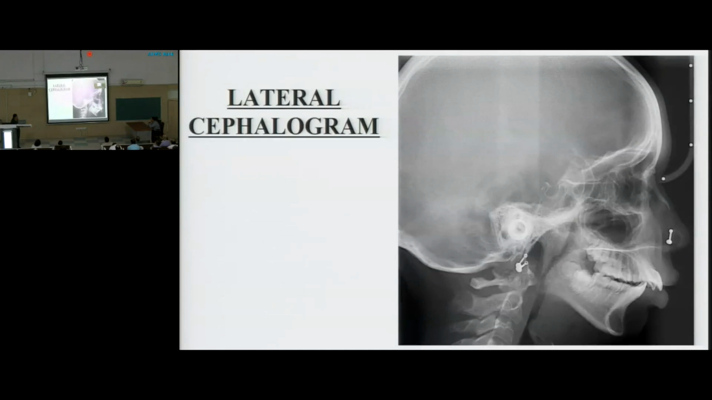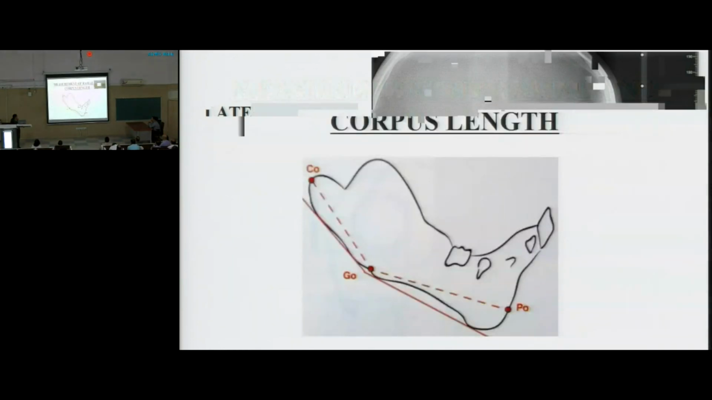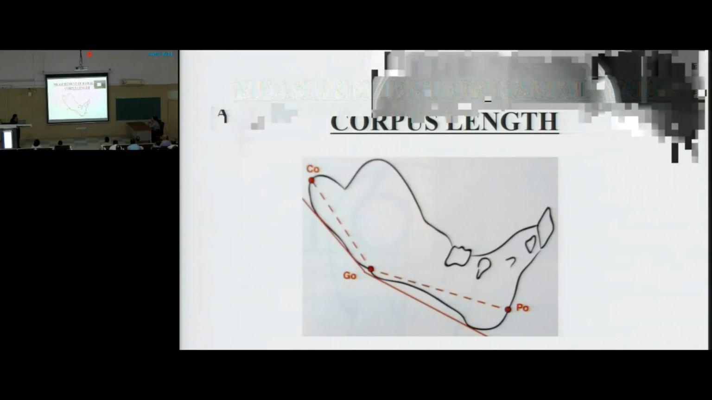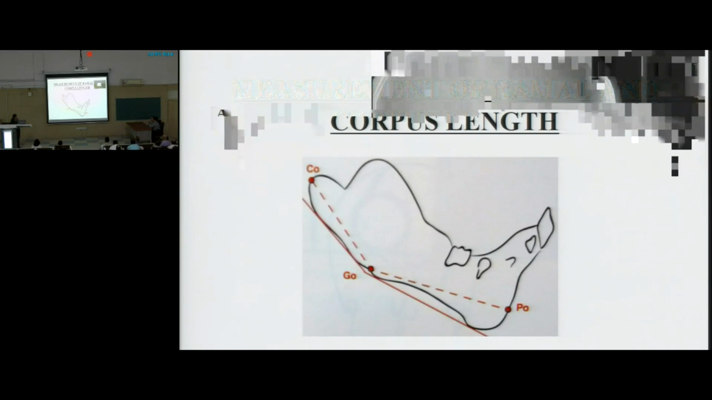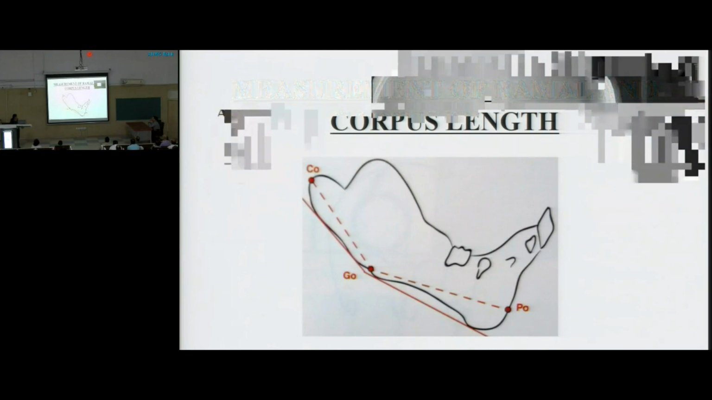In the lateral cephalogram, we had to do the marking for the analysis to measure the mandibular body length, the airway space for the patient, the posterior airway space, and we also have to see the facial convexity. So we measure the body length and body ramal height. This is how we measure the mandibular ramal height, which is measured from the condylion, the superior most point of the mandibular condyle, till the gonion.